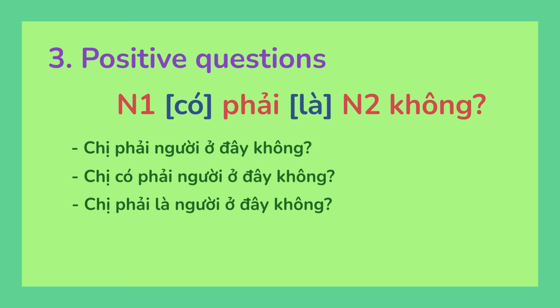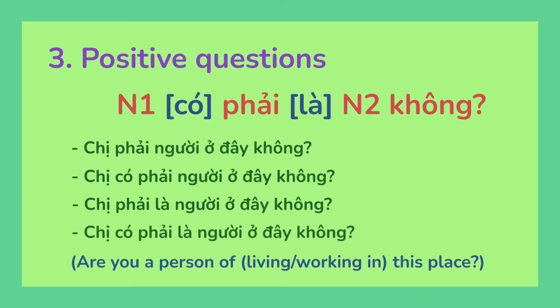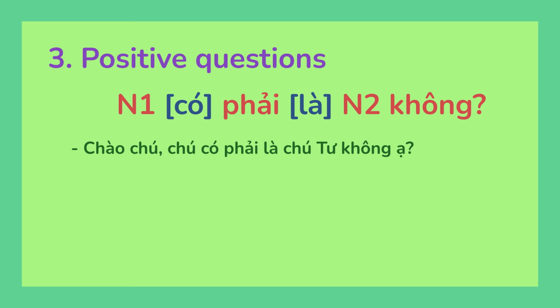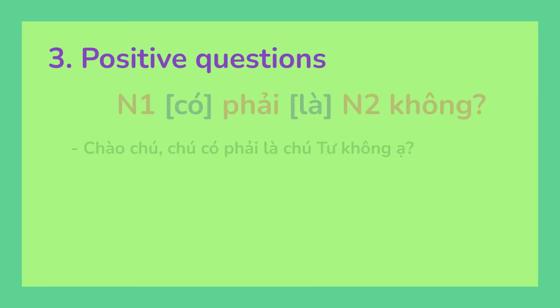Chị có phải là người ở đây không? This question is usually used in formal contexts, like when you make a phone call and ask whether the person taking the phone is the person you want to talk with. For example, chào chú, có phải là chú Tư không ạ? The word ạ is used at the end of a sentence to show extra politeness.